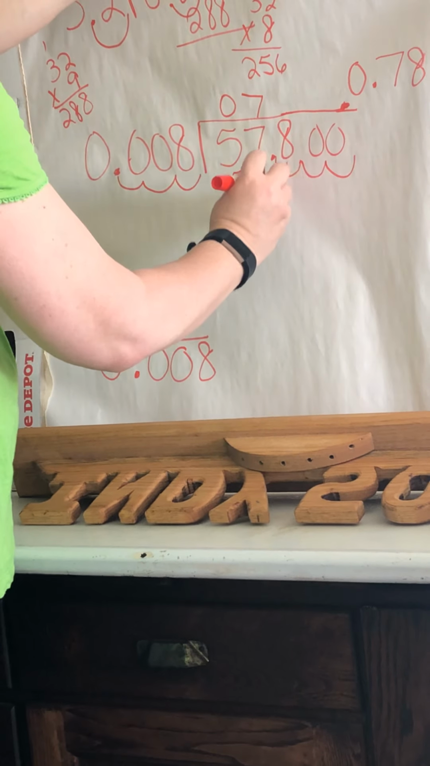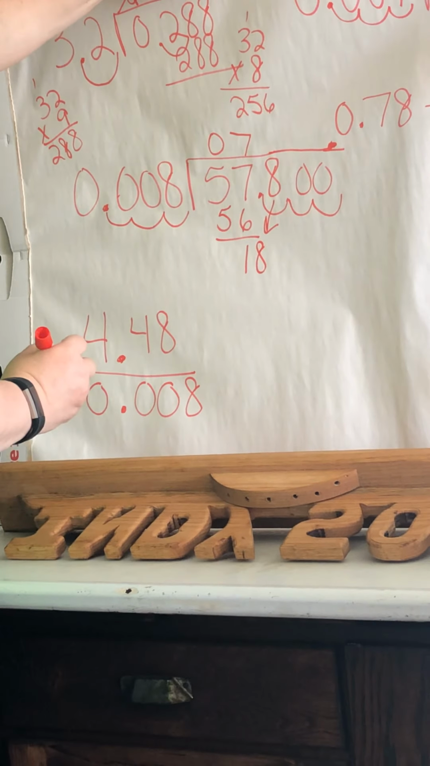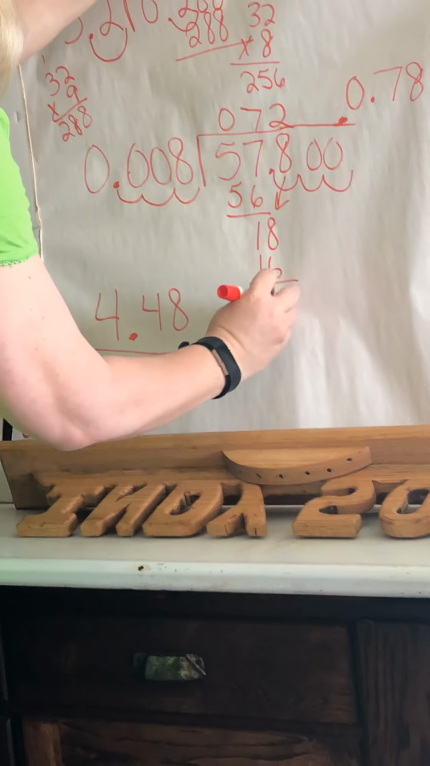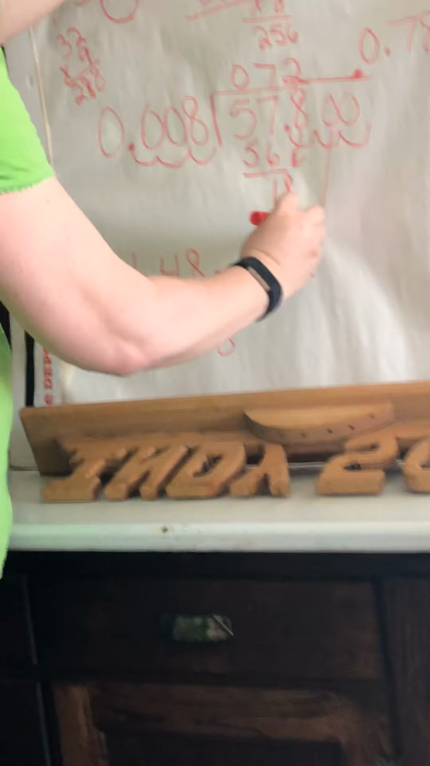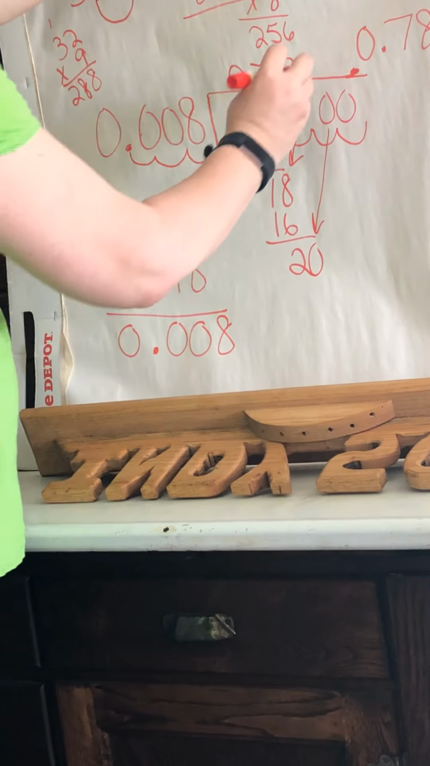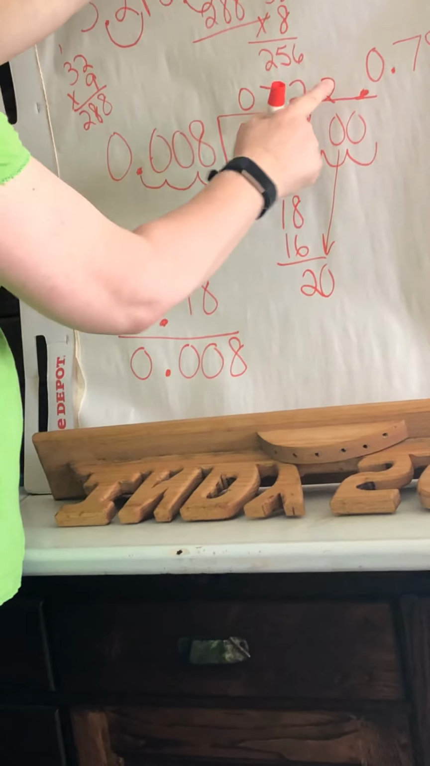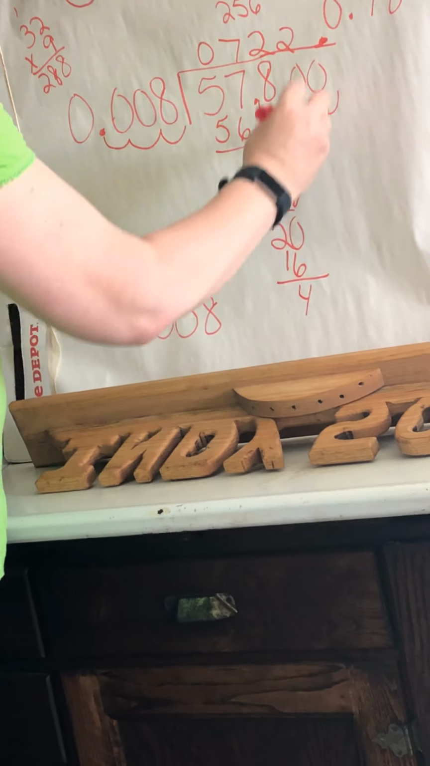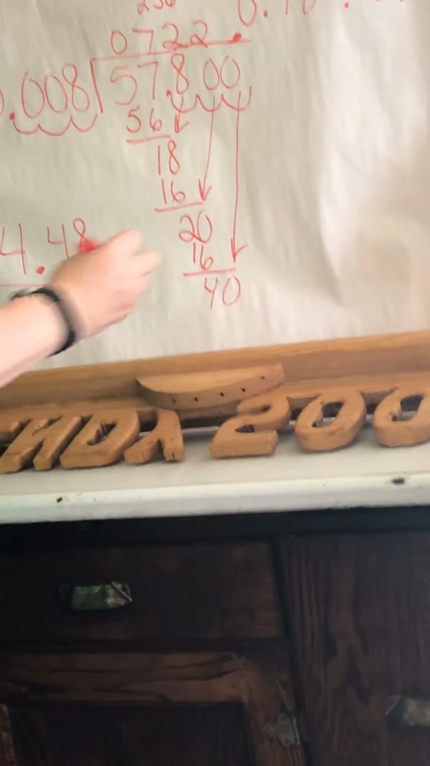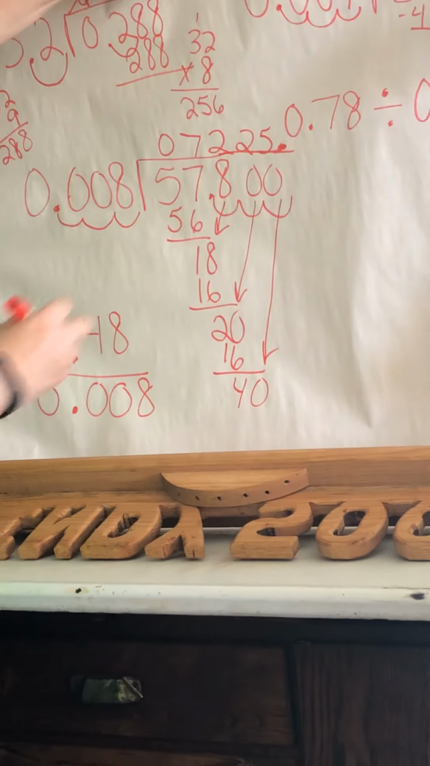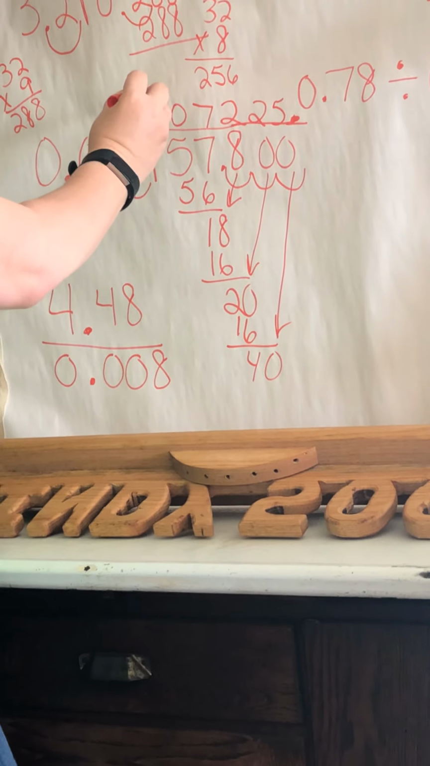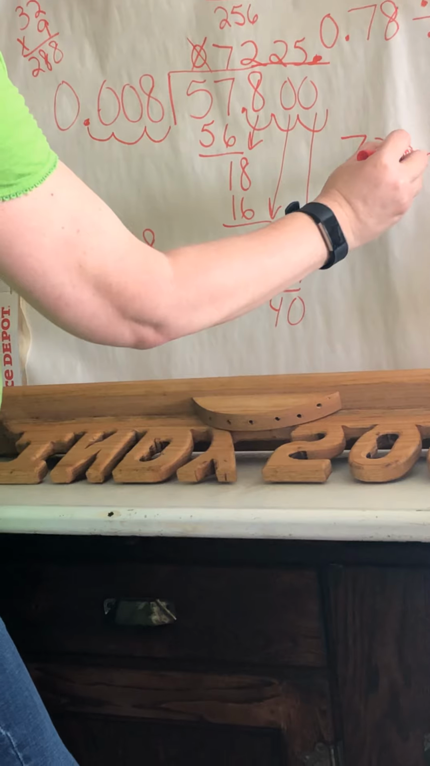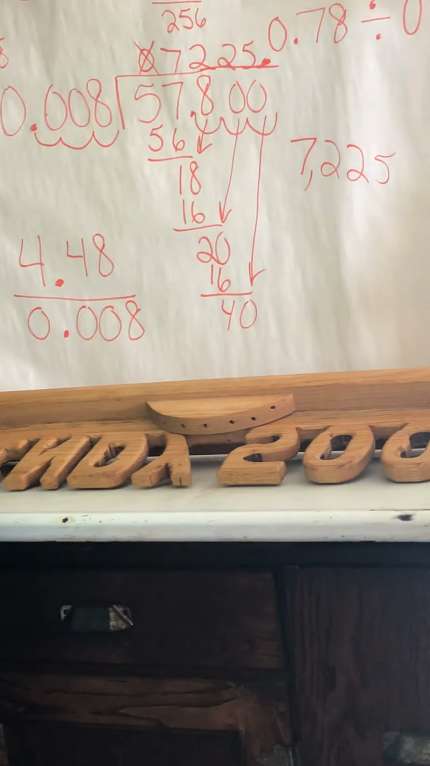We bring the 8 down, and 8 can go into 18 twice. 8 times 2 is 16. I got 2 left over. Pull down the 0. 8 goes into 20 2 times. 8 times 2 is 16. Oh, we're almost there. We got a leftover 4 and 1 more 0 to go. And 8 goes into 40 5 times. So my actual answer is, when I get rid of this 0, 7,225. Remember, you don't have to put a comma there unless you want to.